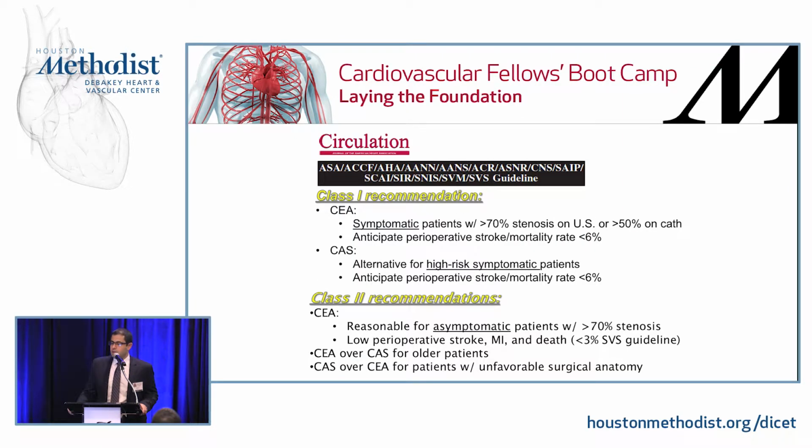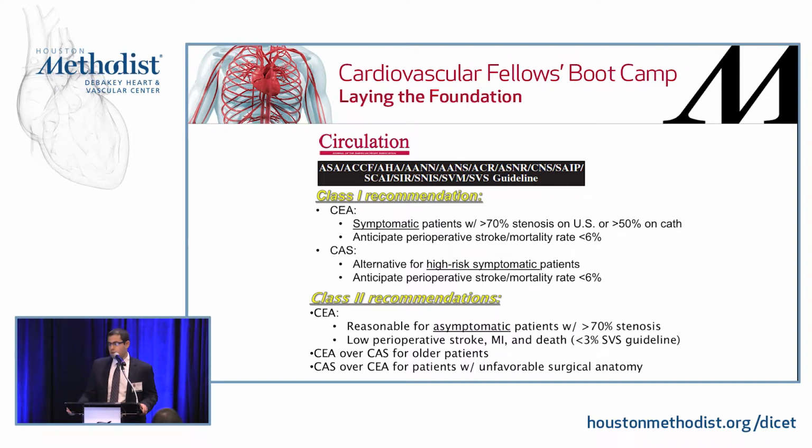What are the recommendations? Class 1 recommendation: if the patient is symptomatic and has ultrasound finding of more than 70% of stenosis, the anticipated pre-op stroke mortality is less than 6%, and it is indicated to do carotid endarterectomy. But if they have high risk cardiovascular, redo carotid endarterectomy, or if they have the radiation field, carotid artery stenting is safe and has a less than 6% stroke and mortality rate.